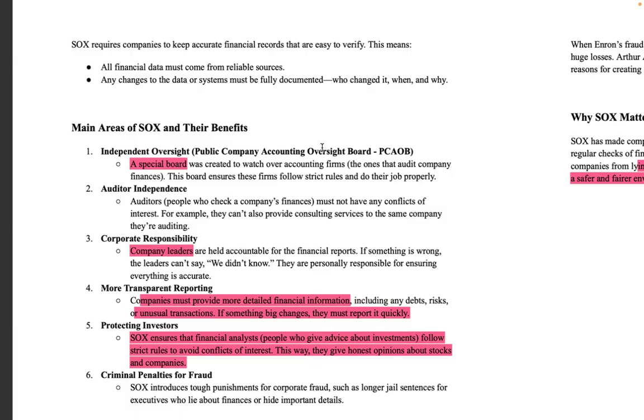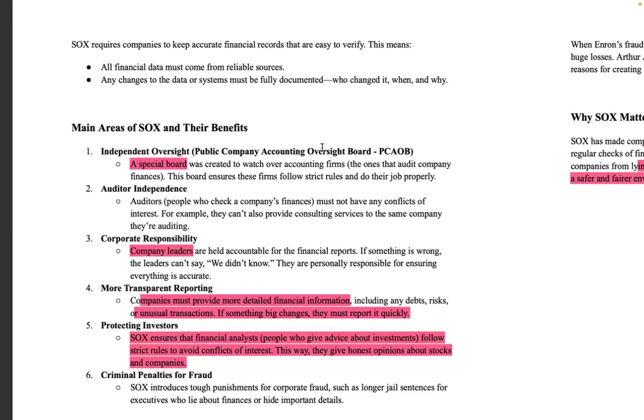Moreover, you have to have transparent reporting. So companies have to provide detailed financial information. If there's any debts, if there's any risk, if there's any unusual transactions, you have to make that known. You cannot hide it, as Enron did. Enron was heavily in debt, but they didn't show that debt. They just made these special purpose entities and they transferred all the debt, and they made themselves look a lot better than they actually were.